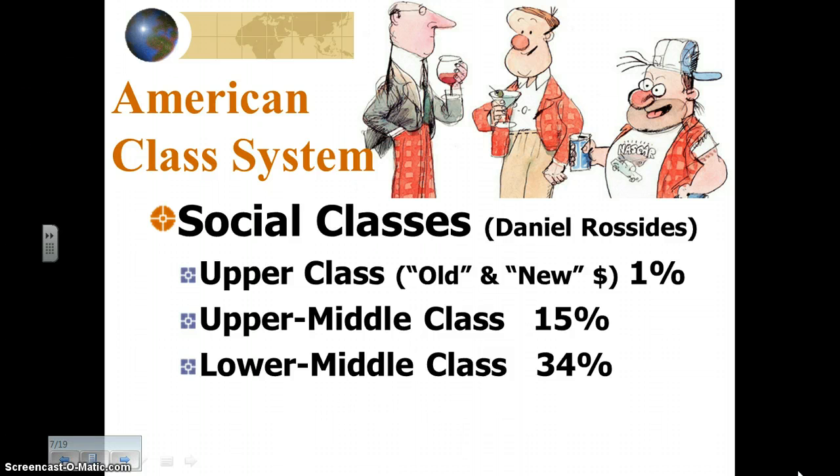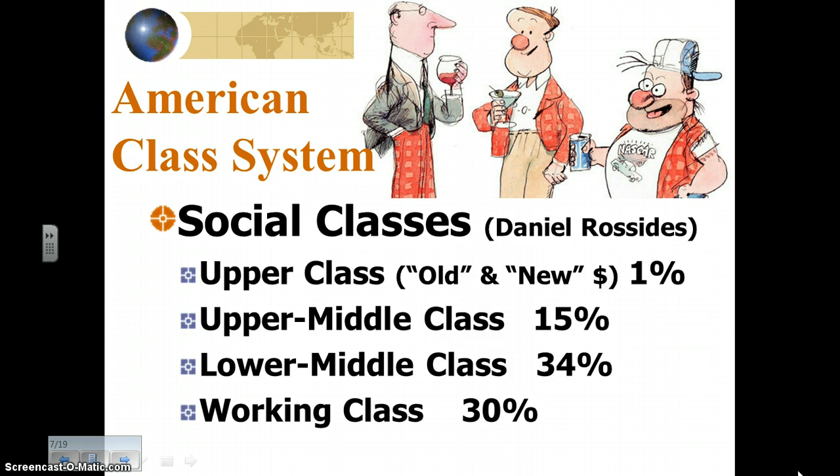Now, let's continue with the working class. Working class makes up about 30% of the population. Formerly, it was the largest segment of people in America, but again, some people have been moving up into the lower middle class over the last 20 years.